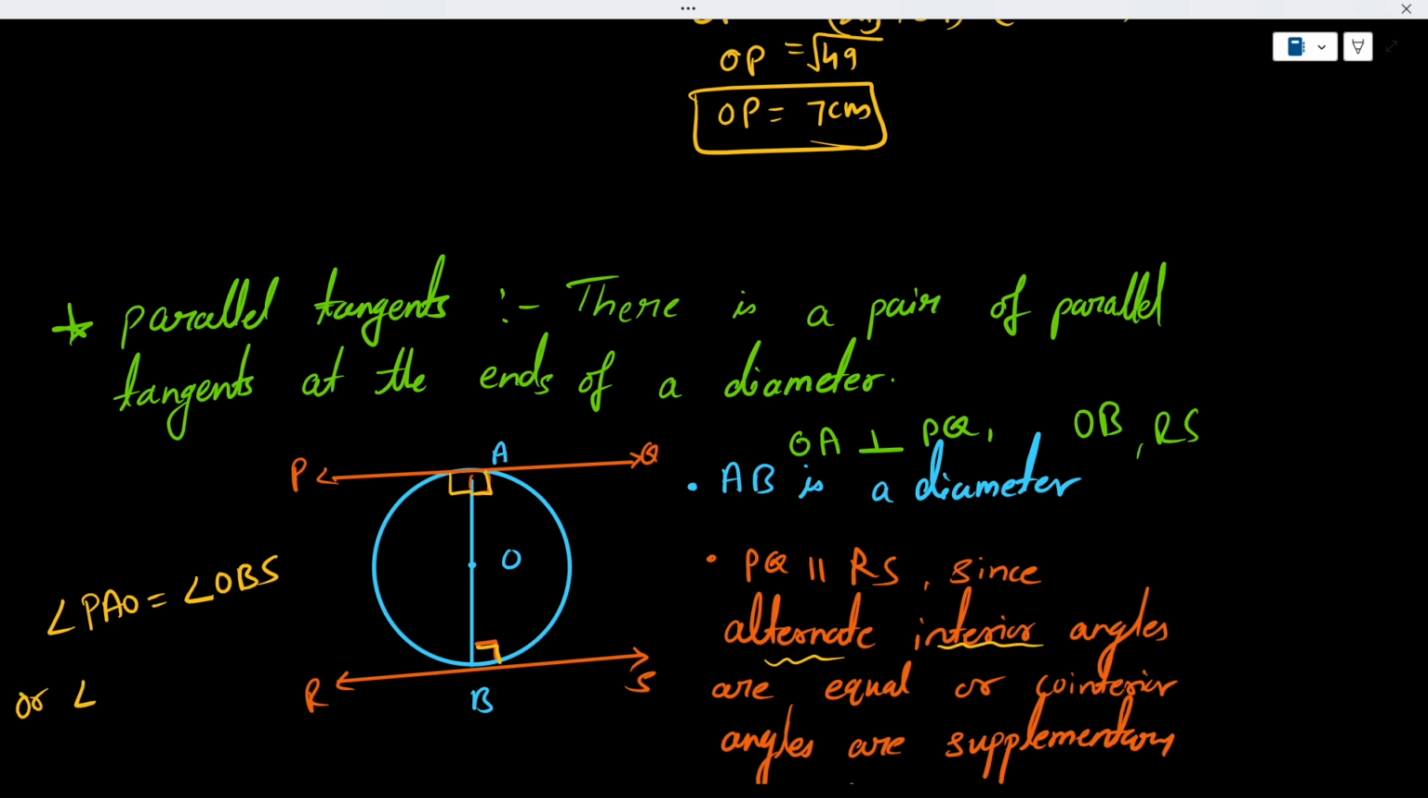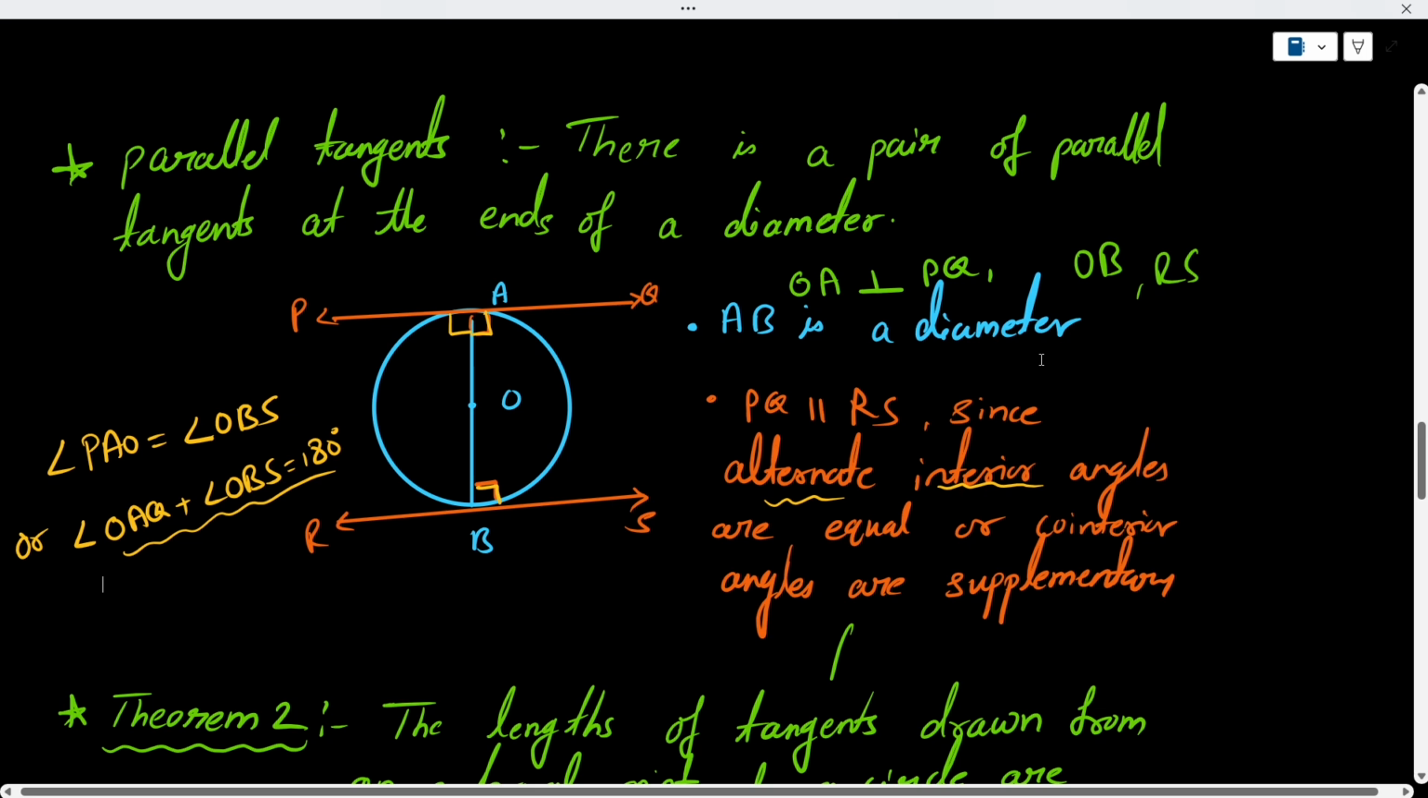Or what can we take here? Angle OAQ plus angle OBS is 180 degrees. So which property is this? Co-interior angles are supplementary. That is why you can say that PQ is parallel to RS.